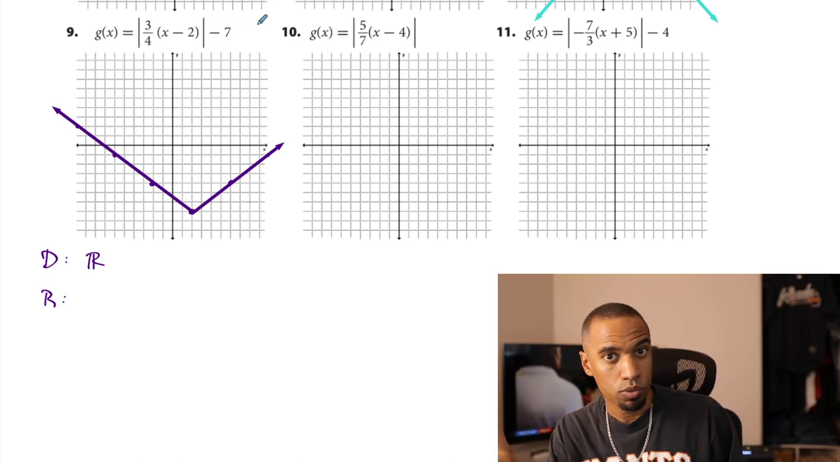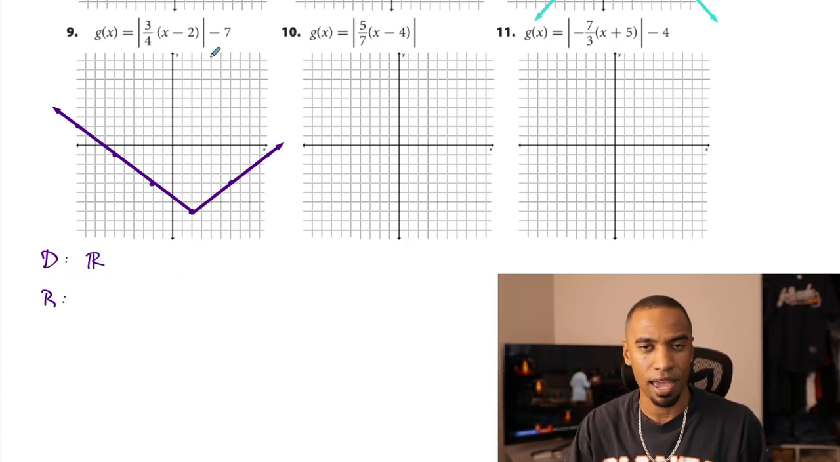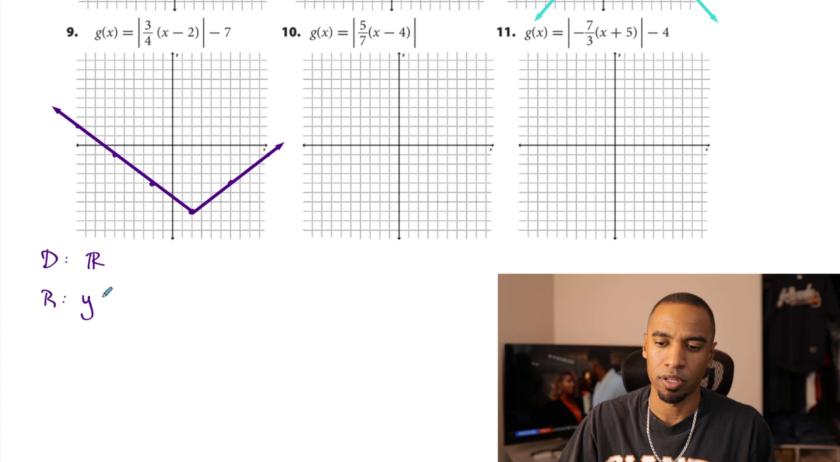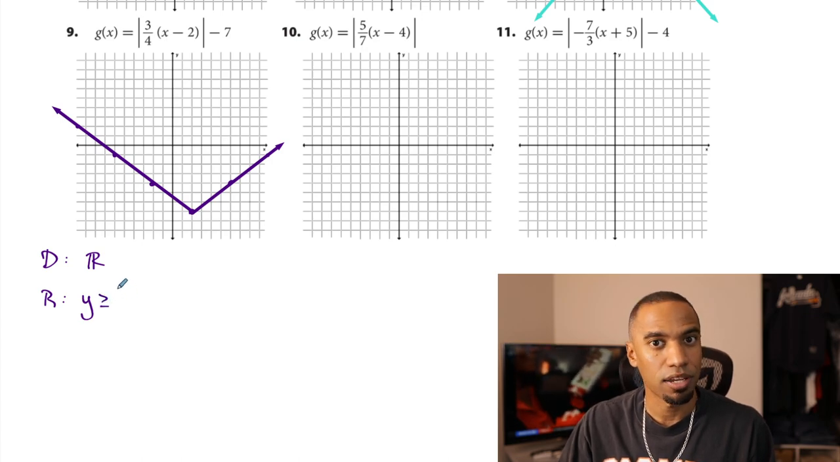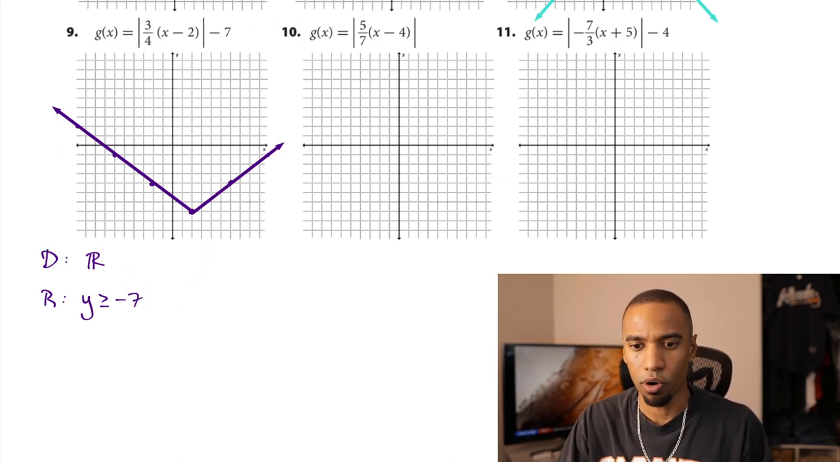The k value, as the vertex, is the absolute max or min, so you are bound by k, but the question is, do you go above or below? In this case, we go above, based on a being positive. Y is greater than or equal to negative 7. There's our domain and range.